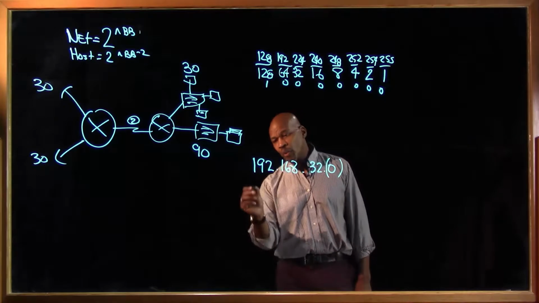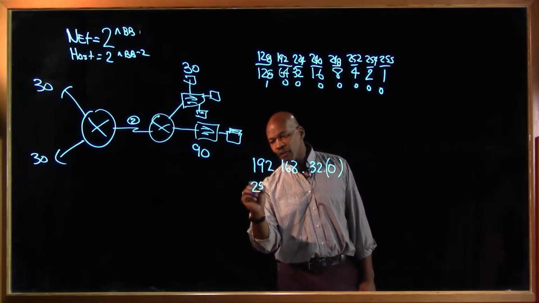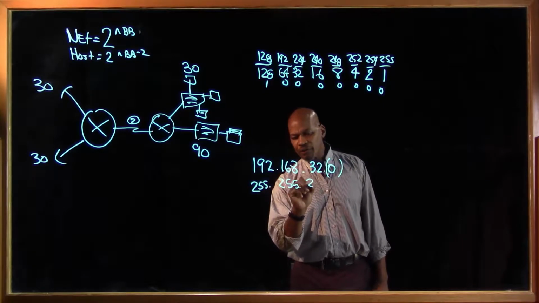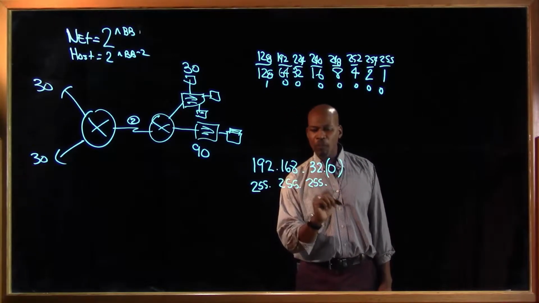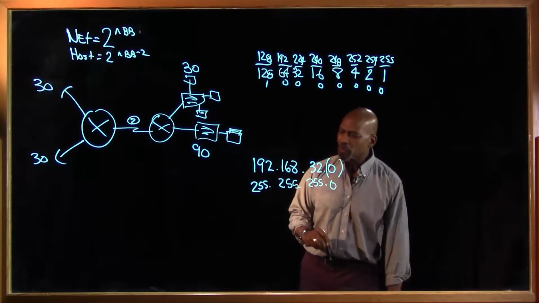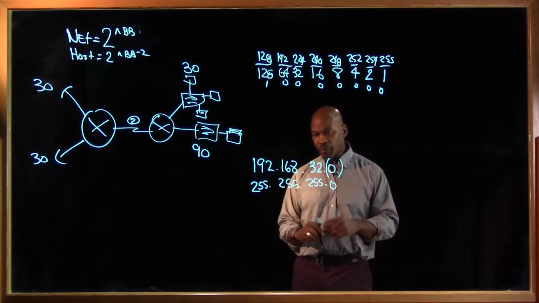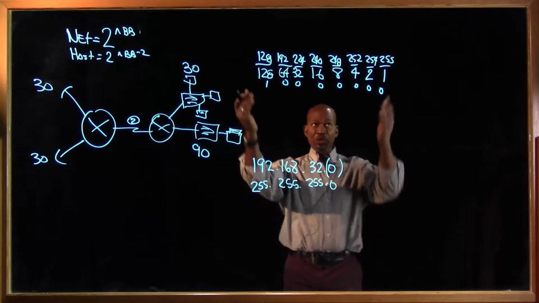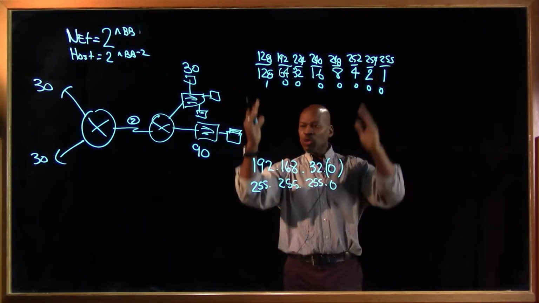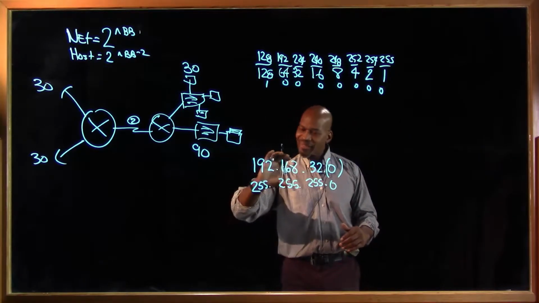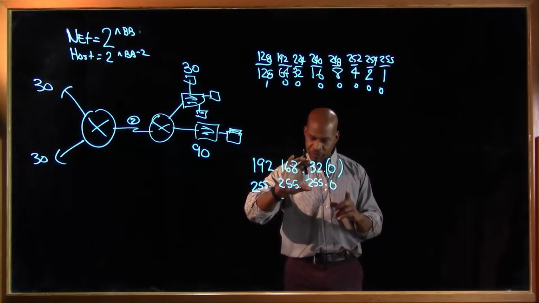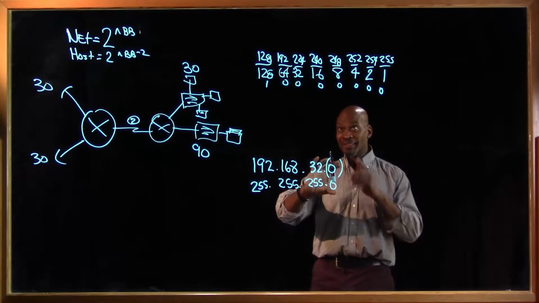So what I'm going to have is 255, 255, 255, and I have a 0. This is what I'm getting at. When you have a 255, which is representative of the whole, you cannot change this number. You cannot change this number. You cannot change this number. This was given to you. What you can change is this number.